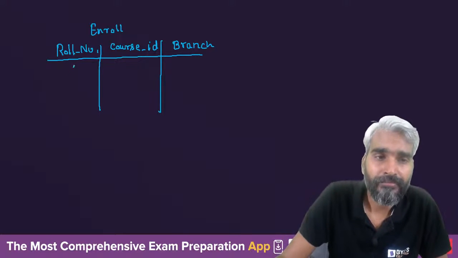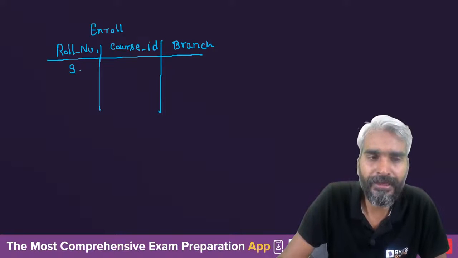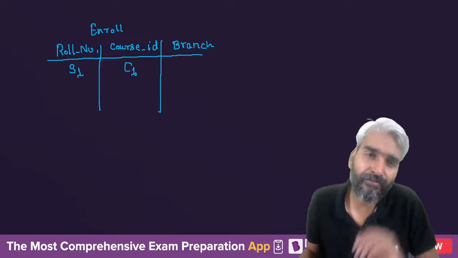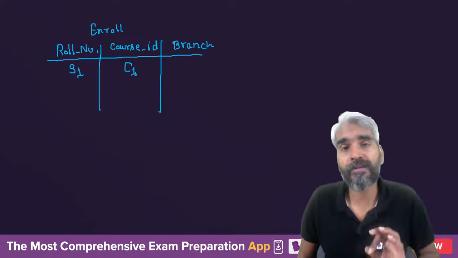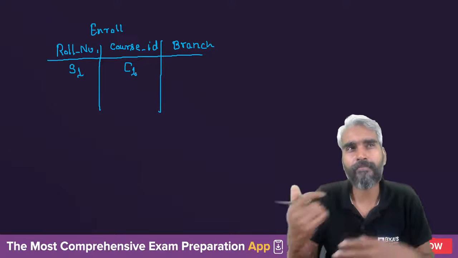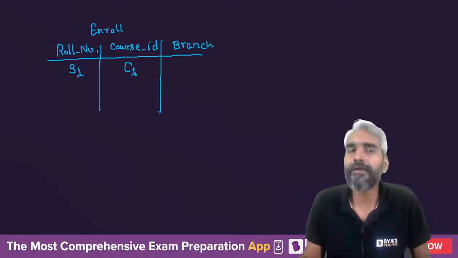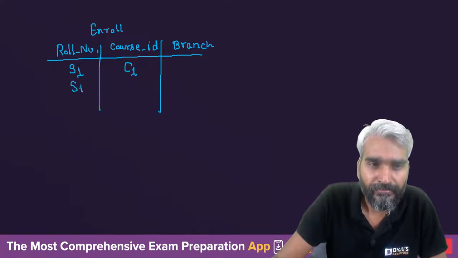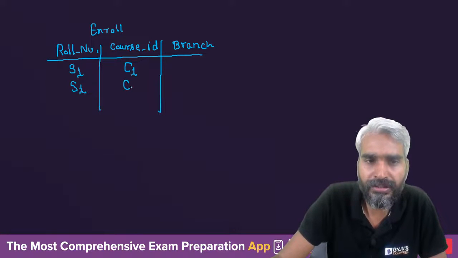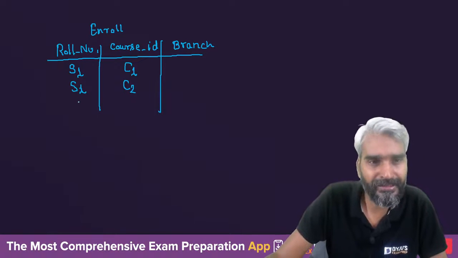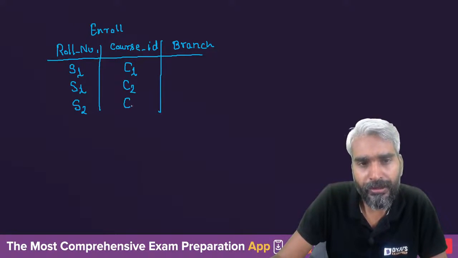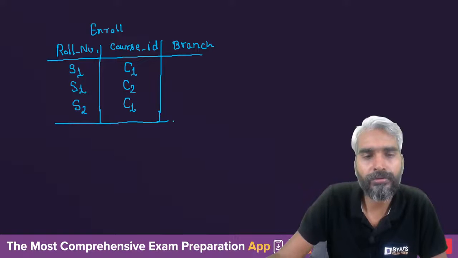What am I trying to suggest here is, a student S1 can enroll for course C1. Is it possible for a student to enroll for more than one course? Yes, sir. I can enroll for database as well as operating system. So student S1 can also enroll for course C2. Similarly, is it possible that one course is enrolled by multiple students? Yes, sir. Student S2 can also enroll for course C1.